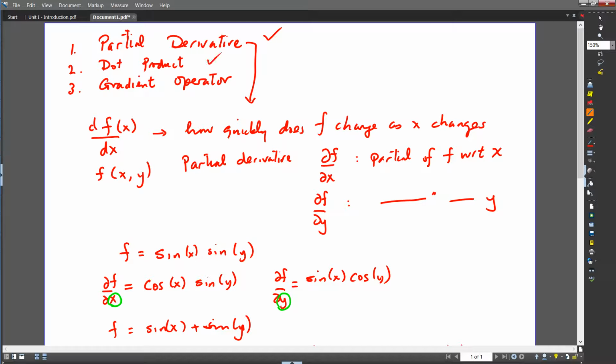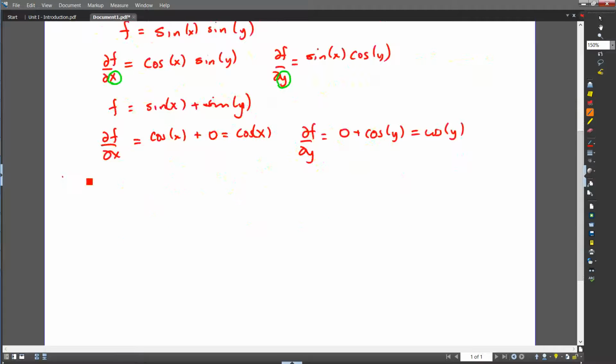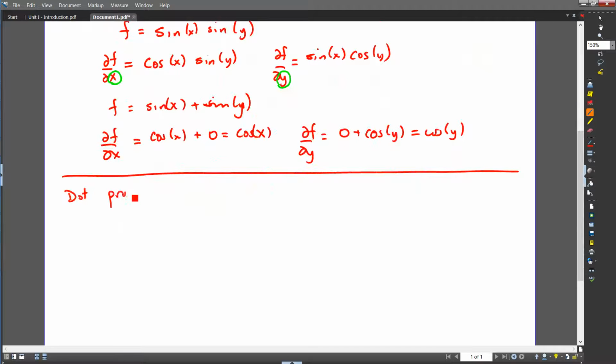Let's now talk about the dot product. That's a little bit easier. The partial derivative idea is actually a bit challenging, I have to say. Let's talk now about the dot product. So a dot product is something that takes two vectors, and I'm going to call them A and B, and returns a scalar. And how does that work?